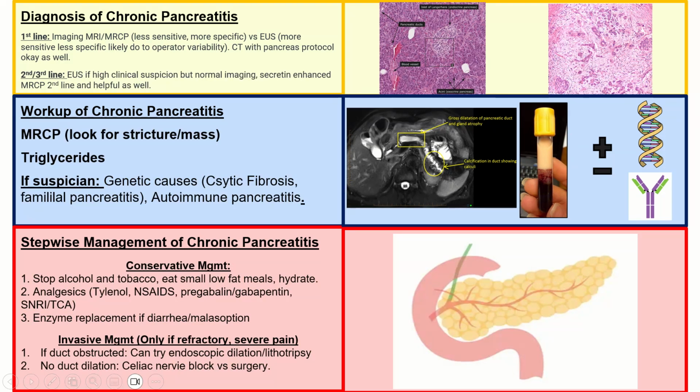All right. Last thing I didn't mention here, sometimes this might be a little bit more advanced and not needed, but secretin enhanced MRCP can sometimes be helpful if you really have a high suspicion for chronic pancreatitis, but your first line MRI, MRCP, EUS has not shown what you expected.